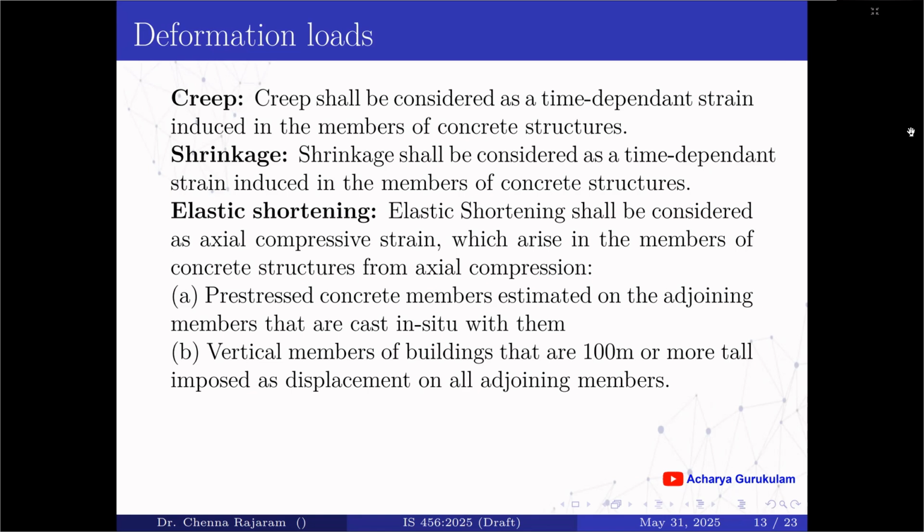axial compression. Under that, pre-stressed concrete members are estimated on the adjoining members that are cast in situ within them. For vertical members of buildings that are 100 meters or more tall, it is imposed as displacement on all adjacent members.